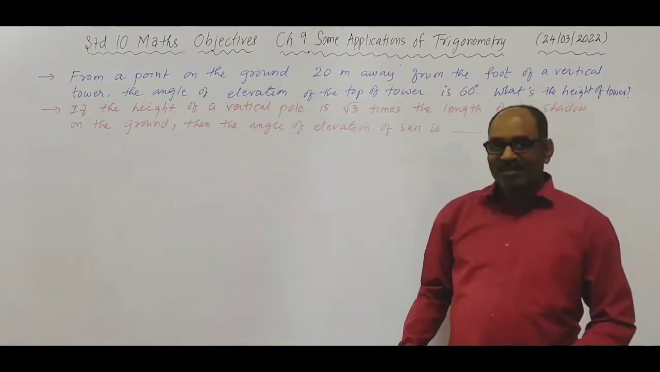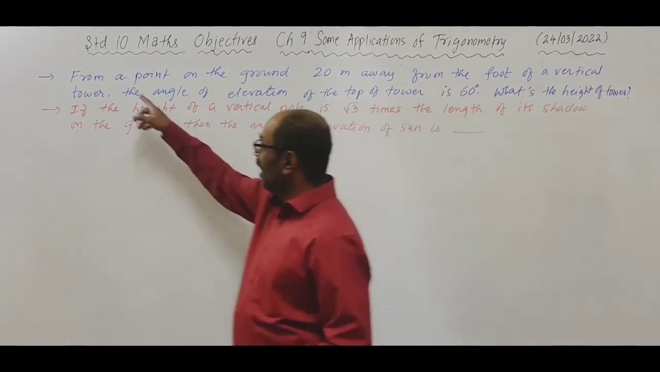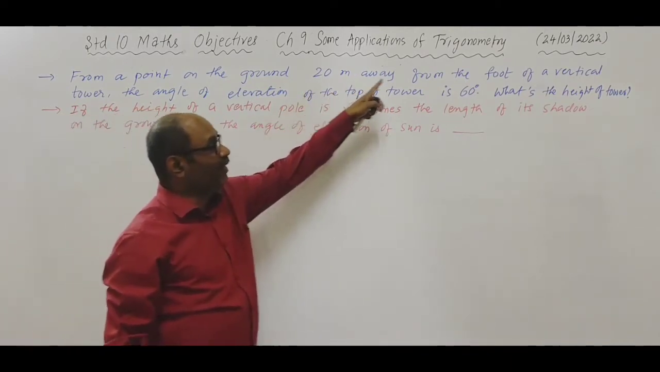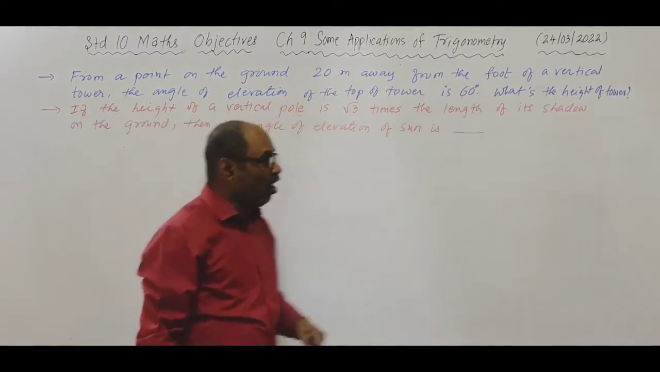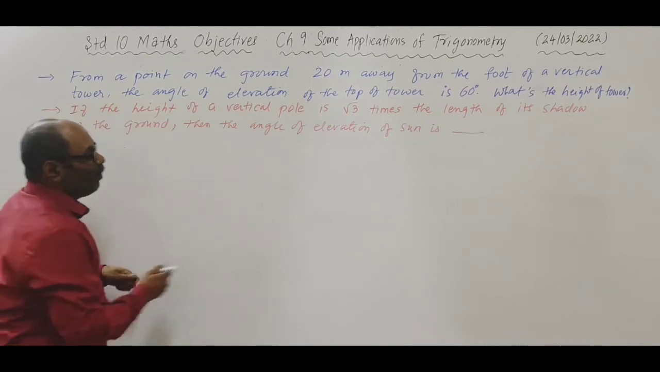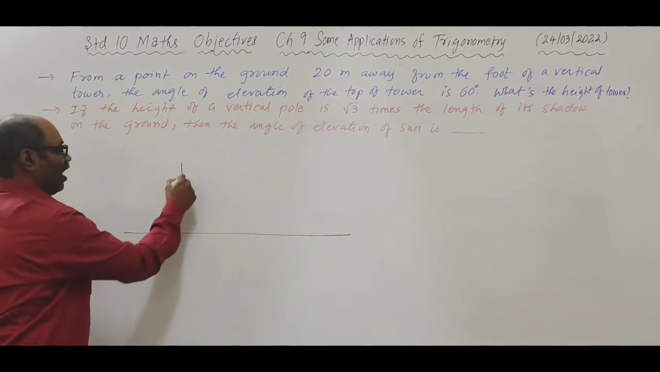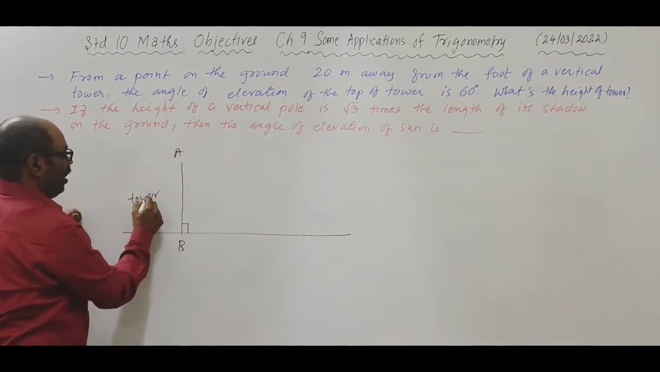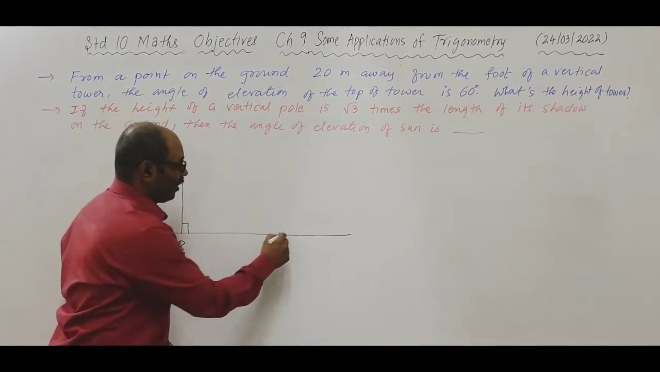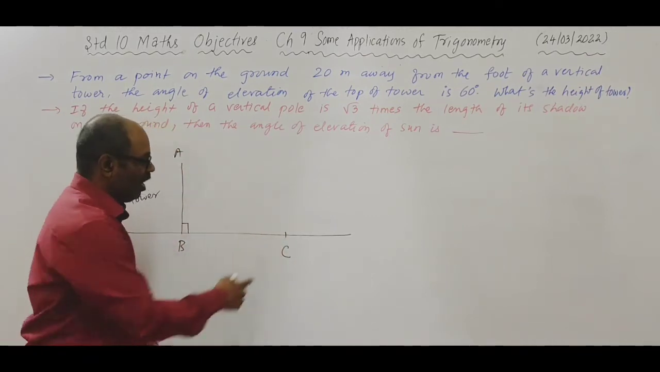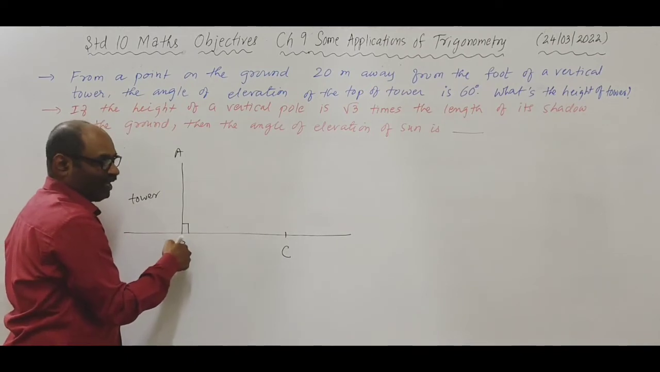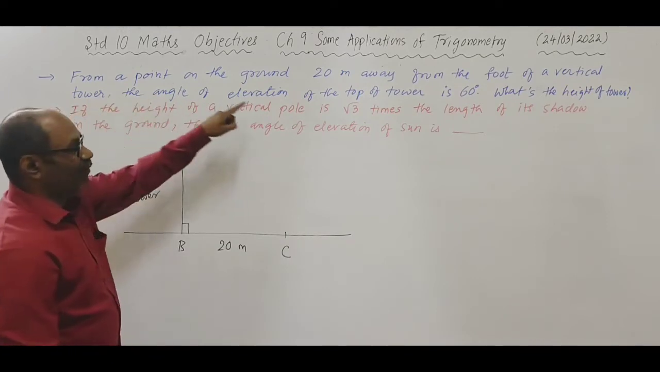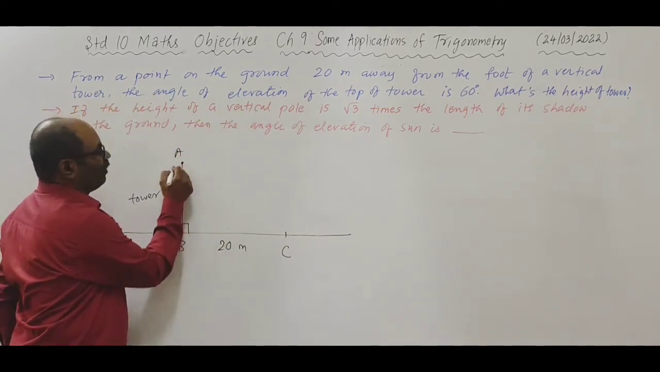Okay. So moving ahead. Next, from a point on the ground 20 meters away from the foot of a vertical tower. So once again there is a tower. Let's say AB. And from a point on the ground, let's say this point C is on the ground. How far is this point from the foot of the tower? 20 meters. The angle of elevation of the top of the tower is this.